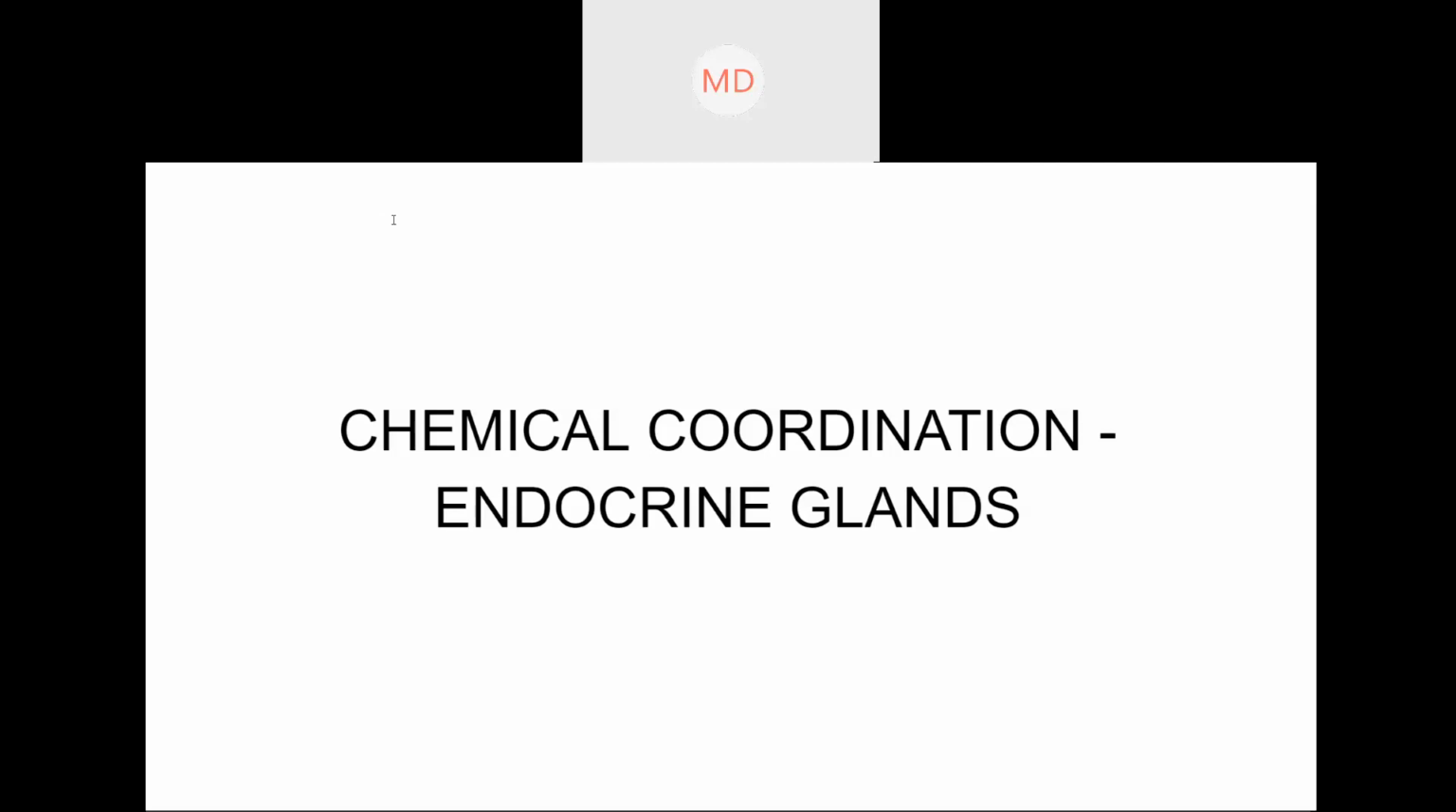Neural control and coordination is a completely different chapter, and chemical control and coordination is this chapter. After discussing this first chapter, we will go to the next one, neural control and coordination. So now, chemical control and coordination. In chemical control and coordination, chemical is nothing but hormones. All of you know hormones, right?